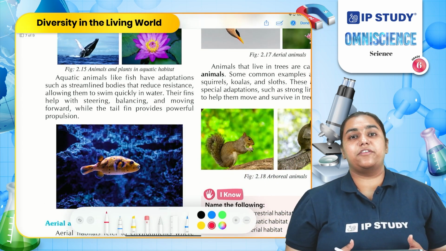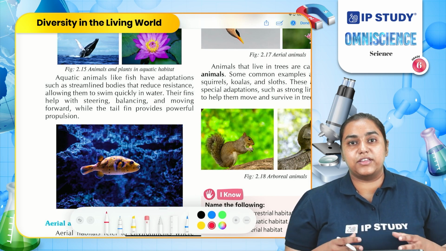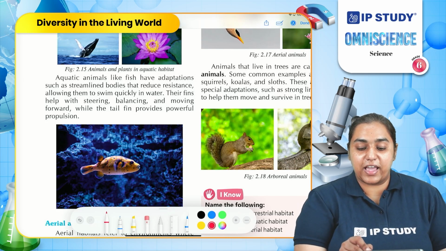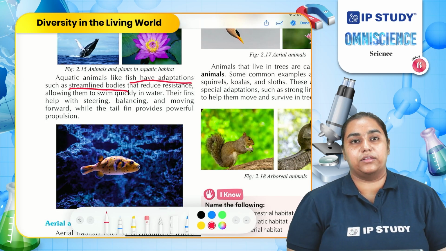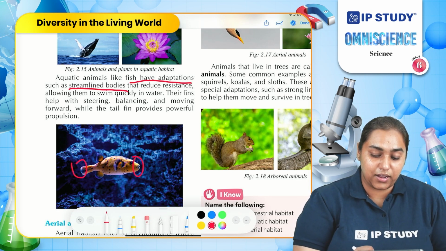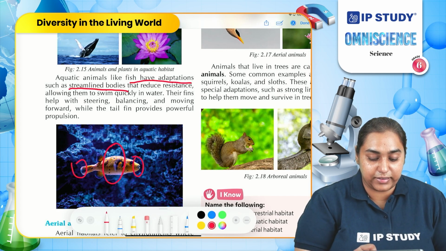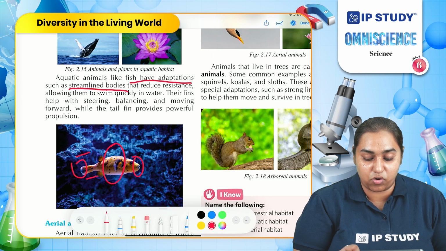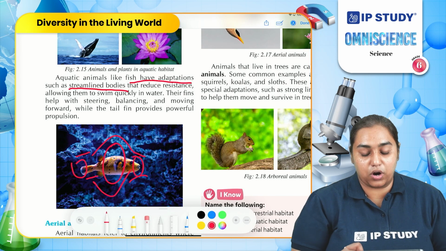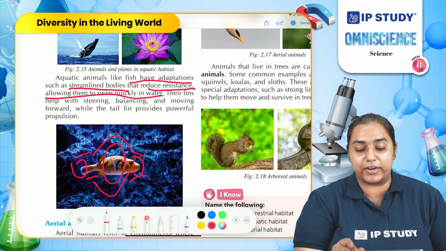So what are the special features of aquatic animals which can help them survive in the water? What are the features of a fish which allow it to survive in the water? Well, fish have adaptations like streamlined bodies. What is a streamlined body? A streamlined body is tapered at both ends and broader in the center. If you observe this image, you can see that the fish has very narrow, tapering endings at both sides, and it has a broader center part. This reduces the resistance and allows them to swim quickly in water.